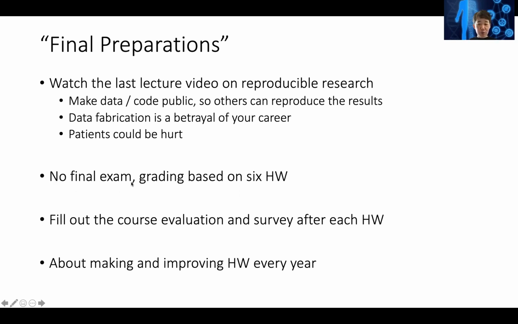And so this year we do not have the final exam, and grading will just be based on the 6 homework. And we would appreciate the students to fill out the course evaluation, and also even the last survey after you submit the homework 6. Please help us improve the course. We do try to take the students' feedback carefully and adjust the homework. If some questions are too hard and the students are complaining about some lectures, we do try to improve.